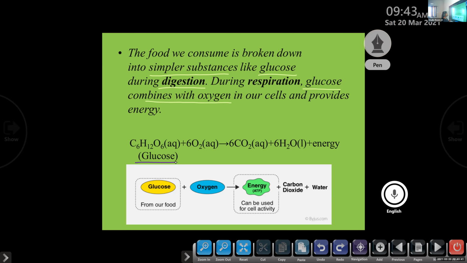So this glucose combines with the oxygen. Oxygen is also in aqueous state because it is dissolved in water. These two react together to form carbon dioxide, water, and energy. We exhale this carbon dioxide, and water is also produced in our body along with this energy. This energy is utilized by our body for different functions. Any doubt?